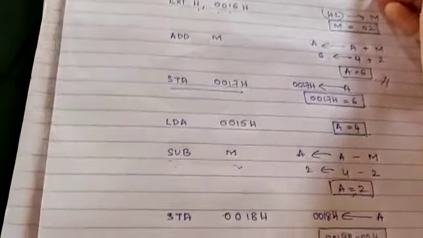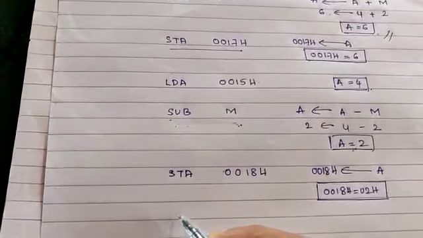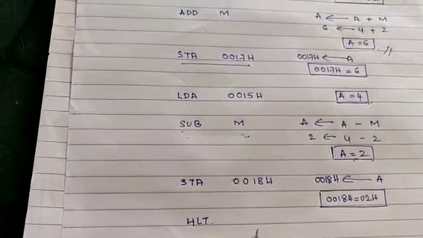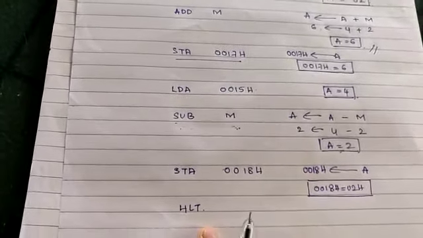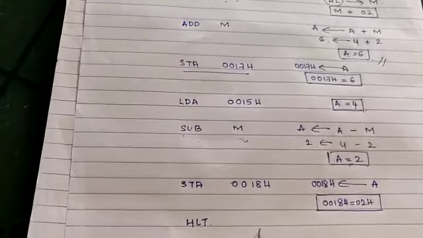Okay, so we have to terminate our program. For termination we need to use the instruction HLT. So HLT helps to terminate the program. So that's how we have performed today a program on how to add and subtract two 8-bit numbers.